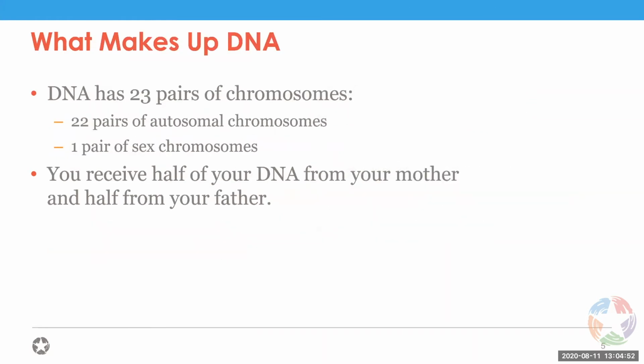So DNA has 23 pairs of chromosomes: 22 pairs of autosomal chromosomes, and 1 pair of sex chromosomes. You receive half of your DNA from your mother and half from your father. Each set of DNA also contains the inherited DNA from their parents and their parents' parents, and so on.